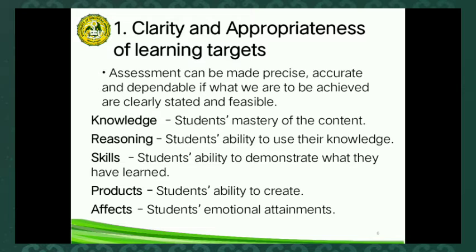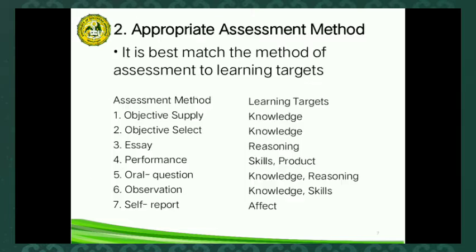Here are the clarity and appropriateness of learning targets. Number 1, knowledge, which is the student mastery of the content. Number 2, reasoning, student ability to use their knowledge. Number 3, skills, student ability to demonstrate what they have learned. Number 4, products, student ability to create. And lastly, effects, student emotional attainment. So number 2, appropriate assessment method.